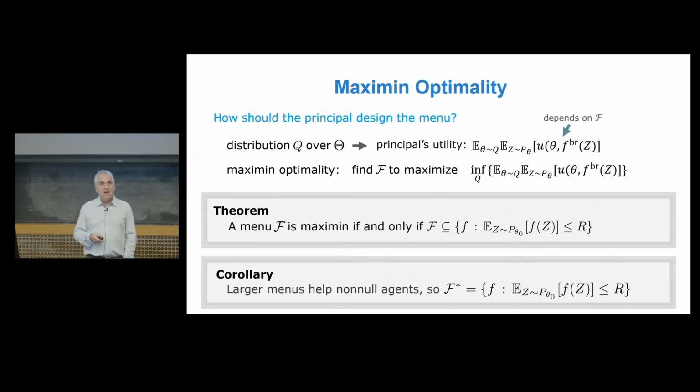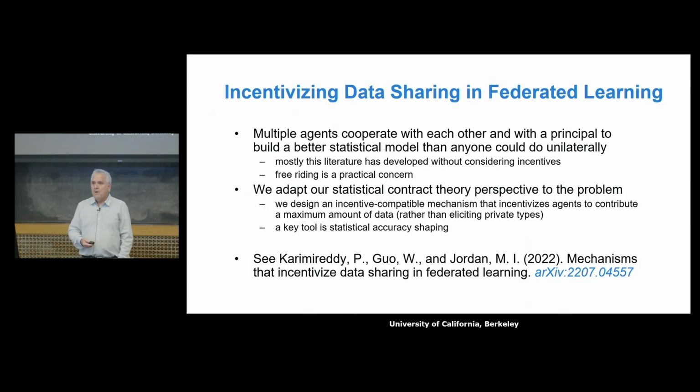So that means that we now actually have a full characterization. The optimal design is the set of all E values. So that's a connection between contract theory and statistics. It's an if and only if. So that was some theory.